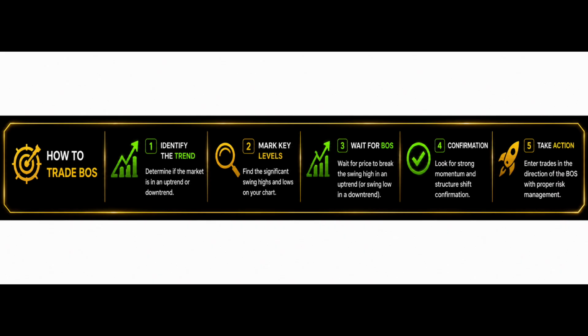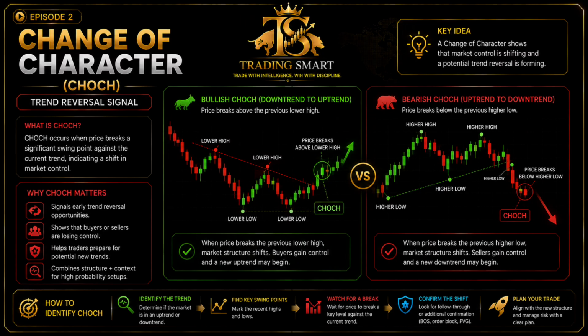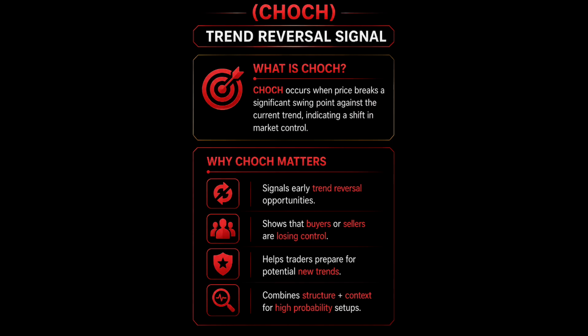Now let's explore one of the earliest signs that a trend may be changing direction. Change of character, commonly known as CHOCH. A change of character occurs when price breaks a significant swing point against the current trend. Unlike break of structure, which confirms continuation, CHOCH warns us that the current trend may be weakening and that market control could be shifting.